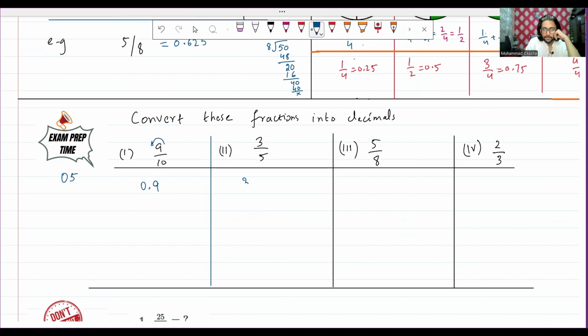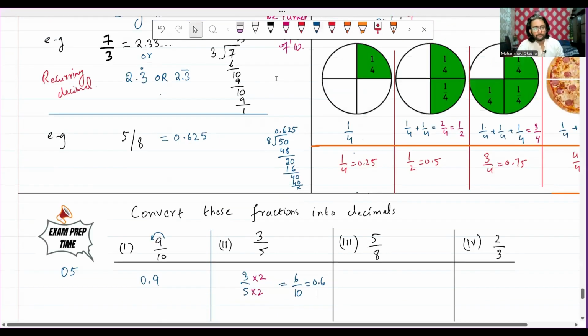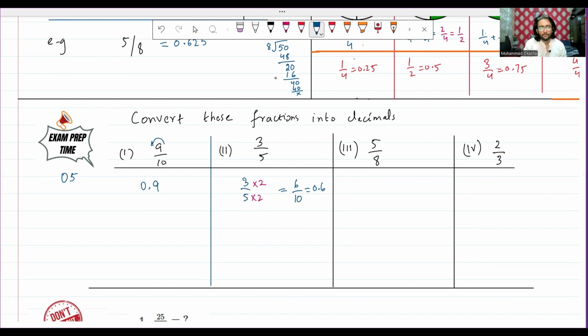3 over 5, the denominator is not exactly a multiple of 10, but I could do this to make it a denominator of 10. So it'll be 6 divided by 10, which is 0.6. I feel like we've done this before. 5 divided by 8, I don't think I can do anything about this. Oh, didn't we just do this? Oh yeah, 5 divided by 8, we just did this upstairs.